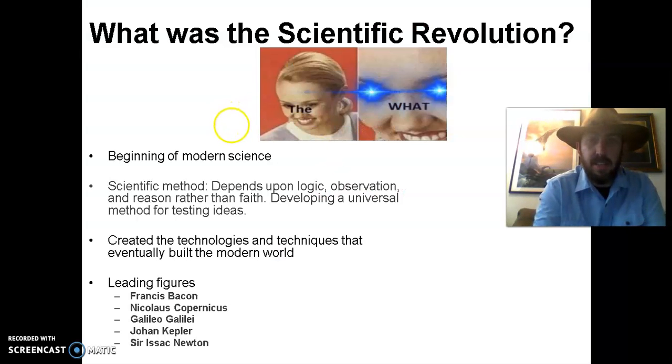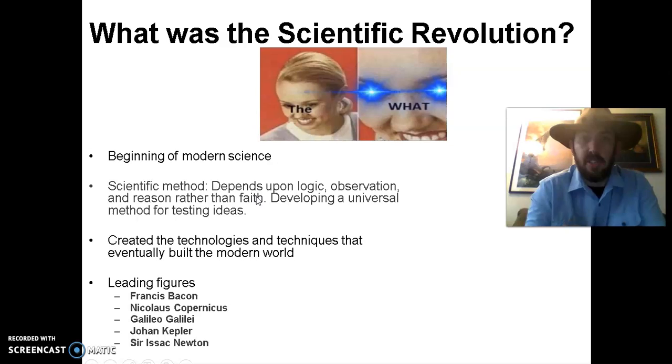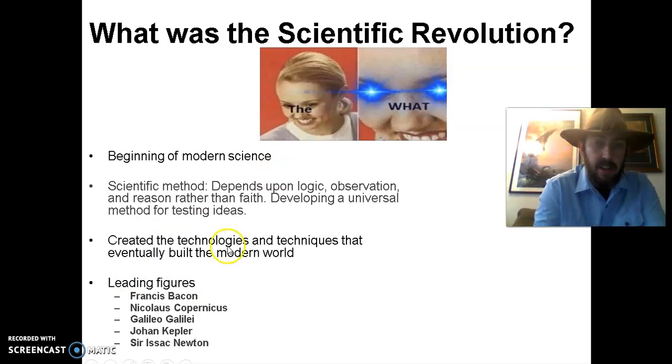So what was the scientific revolution? What was it? The beginning of modern science. The scientific method. Not just believing in something and thinking it's true, having a method with which to test things. You should have learned this in science class, how to test hypotheses, right? Creating the technologies that built the modern world and allowed for exploration. And these leading figures. I cut some of these out.